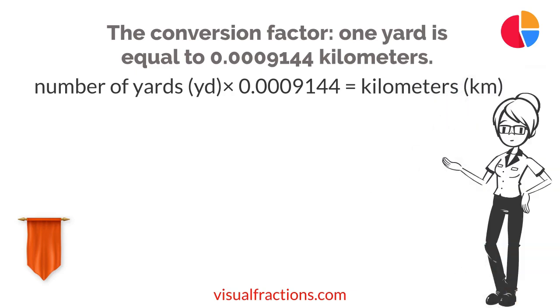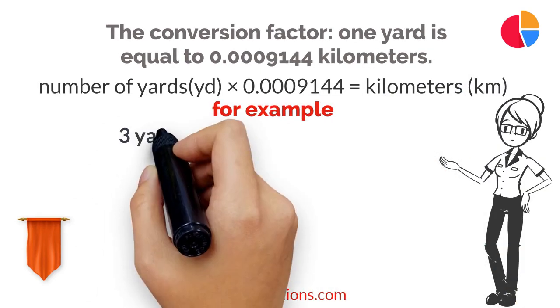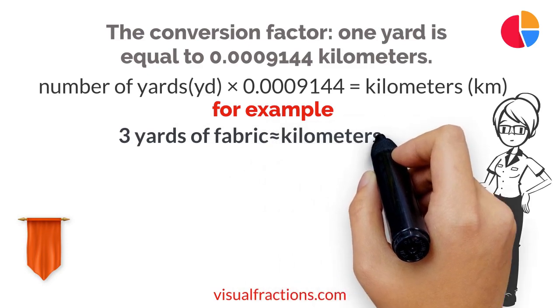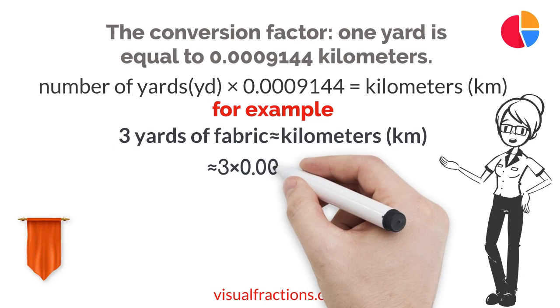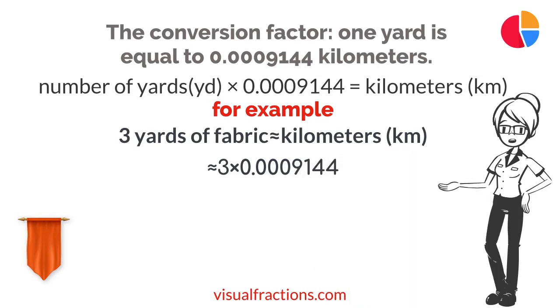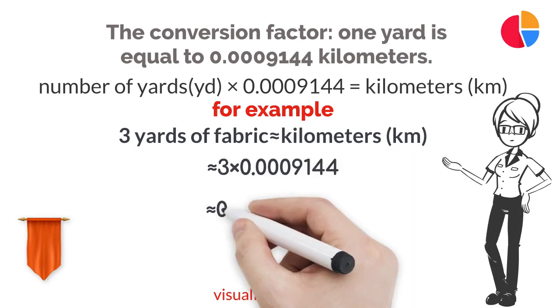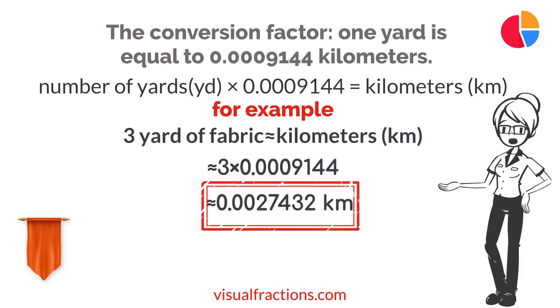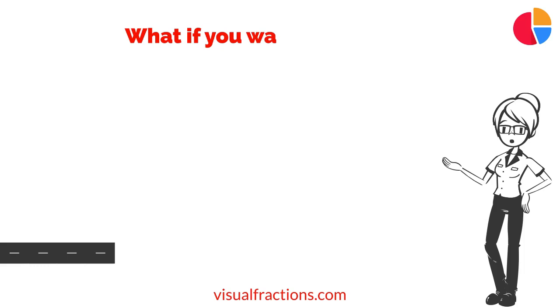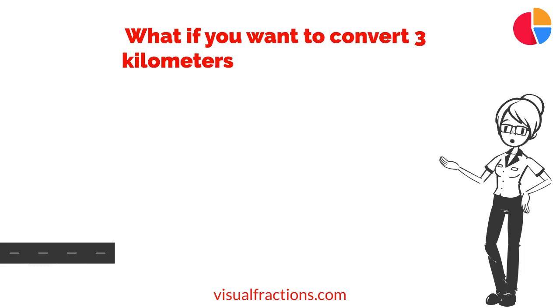conversion factor. Let's walk through an example. Suppose you have 3 yards of fabric that you need to convert to kilometers. We start by multiplying 3 by 0.00091144. This gives us approximately 0.00274432 kilometers.